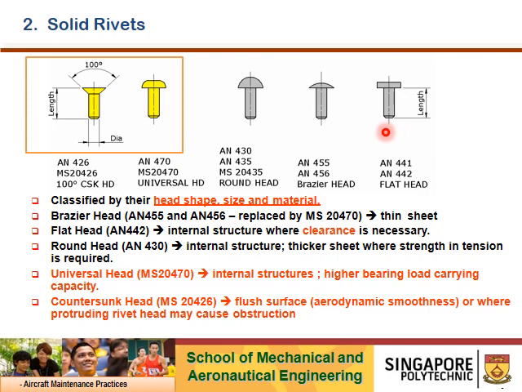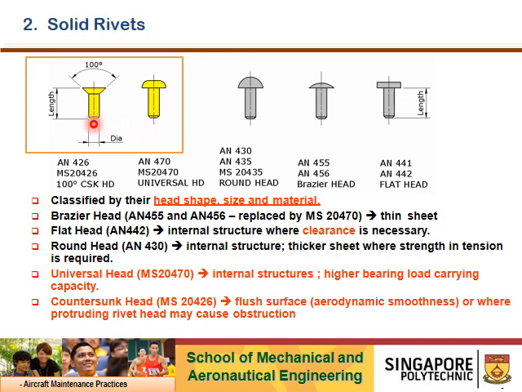Flat head AN442 is used where clearance is necessary and mostly in internal structure. Round head AN430 is also used in internal structure, where tension is required for two thicker sheet materials to be joined. Coming back to MS20470, okay, it is used where higher bearing load carrying capacity is needed. Most of the time it's also used in internal structures.